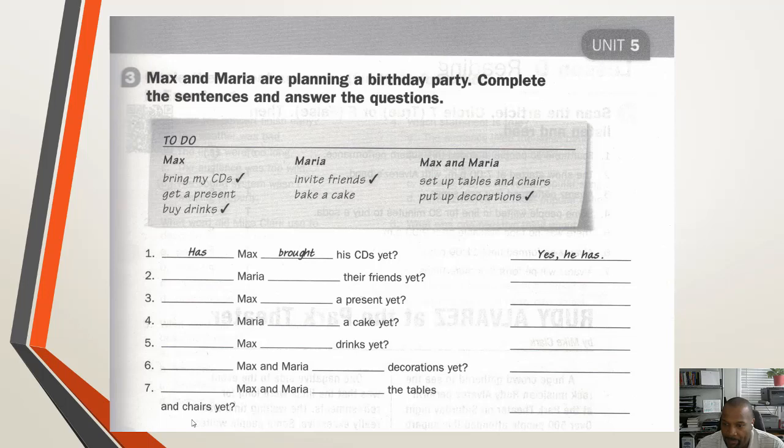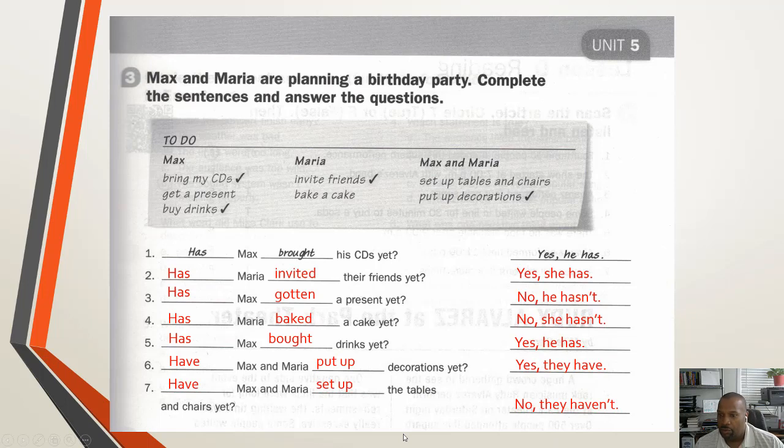Okay. And the last one, number 7. Have Max and Maria blank the tables and chairs yet? They are supposed to set up the tables and chairs, and it's not checked. Alright, so the question is, have Max and Maria set up the tables and chairs yet? And the answer is no, they haven't. Alright, so those are my answers, and hopefully you got the same.